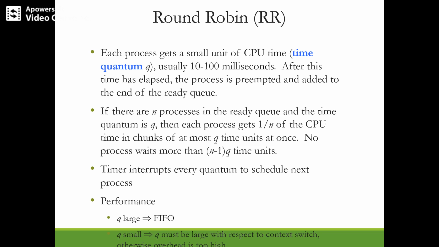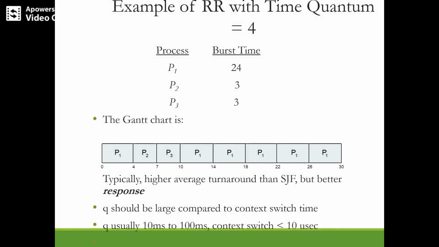If there are n processes in the ready queue and the time quantum is q, each process will get 1 by n of the CPU time. No process waits more than (n minus 1) times q time units. So in this particular problem, the time quantum is set to 4 milliseconds. You can observe that there are three processes P1, P2 and P3, which have burst times 24, 3 and 3 respectively. And the Gantt chart can be given as follows.